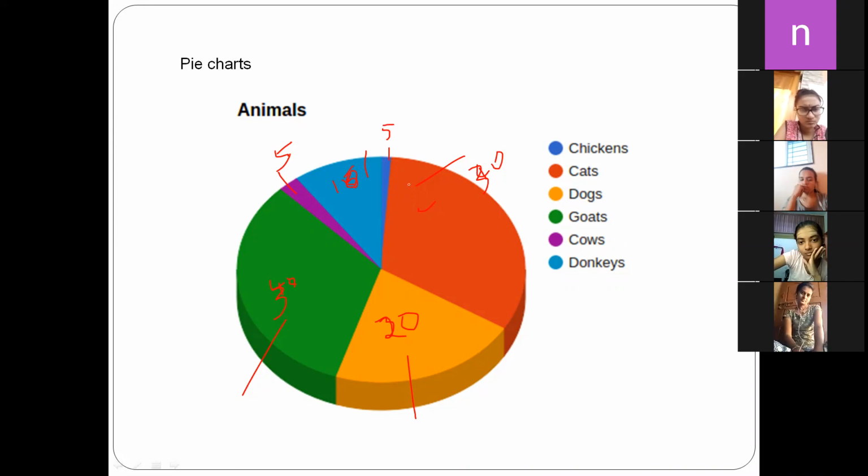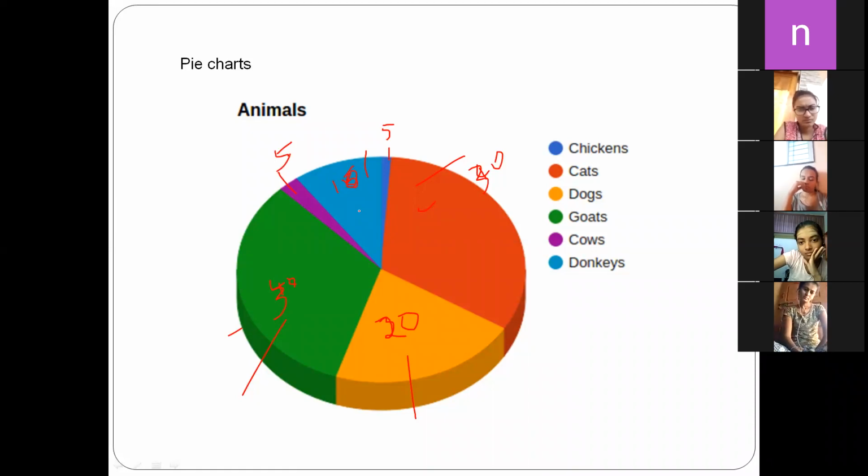Chickens are 5%, cats are 30%, and dogs are 20%. Next, goats are 20%, and 5% of the cows are there. Donkeys are this much percent. This is going to explain how much quantity of the data is there.